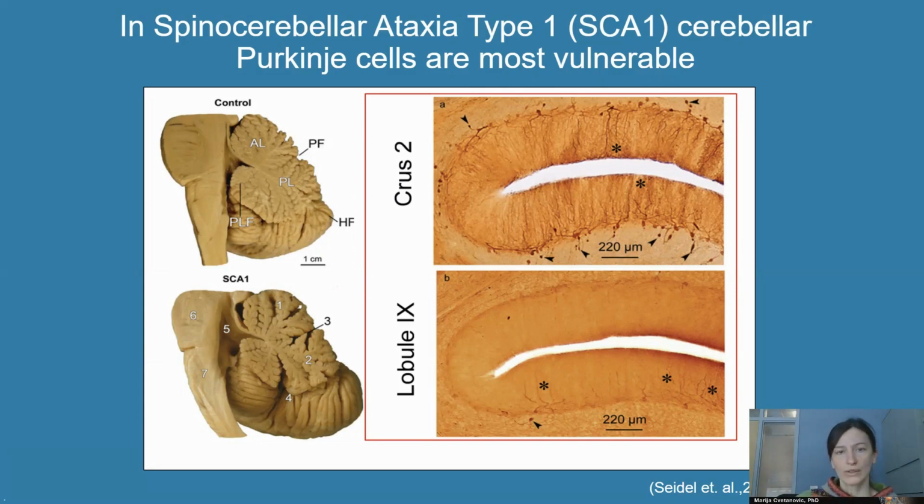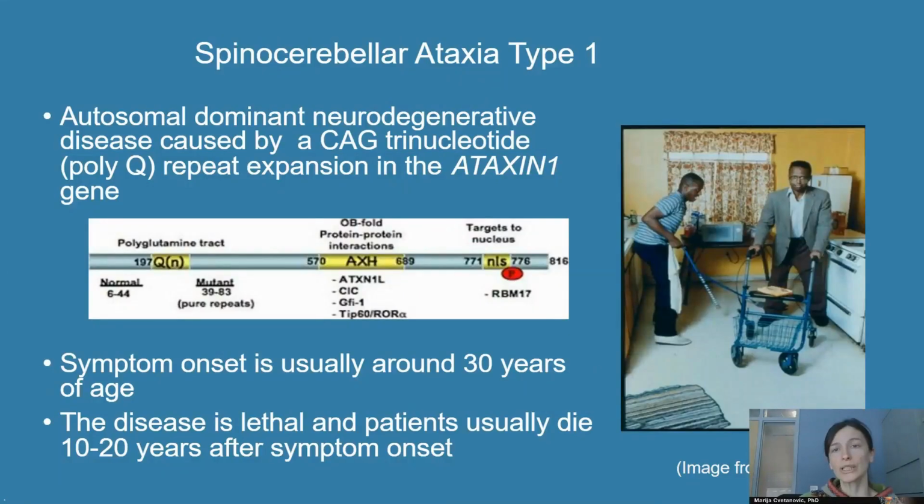So what is SCA1? We'll have a short introduction. This is an autosomal dominant neurodegenerative disease caused by the expansion of CAG trinucleotide repeats in the gene called ataxin-1. Because CAG encodes glutamine, this results in polyglutamine repeat expansions in the protein, as shown in this little schematic of the protein.